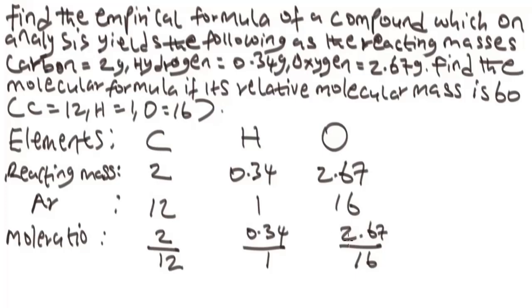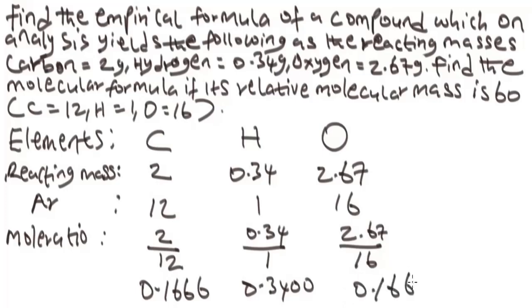So let me punch this in my calculator and get them respectively. 2 divided by 12 is going to give us 0.1666 if we are leaving it to 4 decimal places. This one, 0.34 divided by 1, still gives 0.34, so let's add 0 to make it 4 decimal places, 0.3400. And 2.67 by 16 will give us 0.1668 in 4 decimal places.